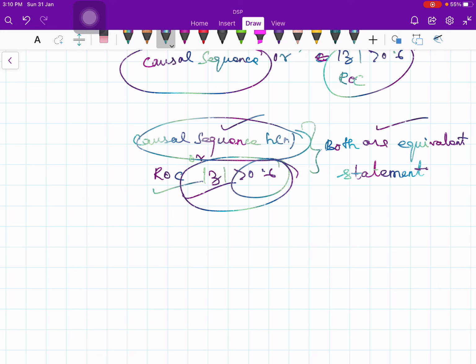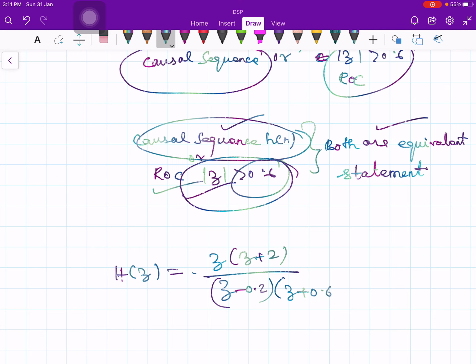So I have another point to make. We go back to the original problem. What is the original problem which I gave you? This is z times z plus 2 divided by z minus 0.2 times z plus 0.6.